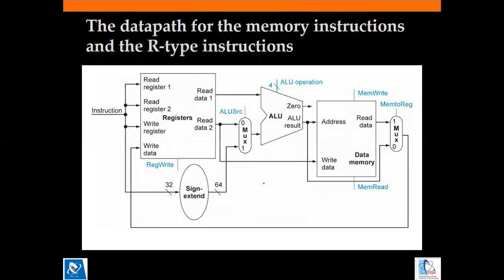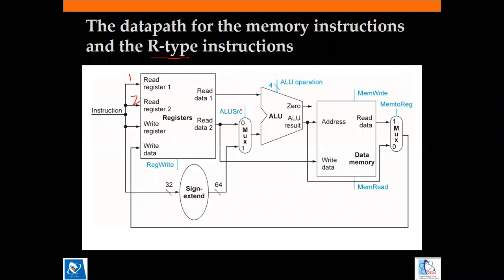The next one is the data path for the memory instruction and the R type of instruction. The instruction would come over here, then the processor would decode that instruction. Let's consider the R type of instruction. R type means the add, subtract kind of instruction. The control unit will get the idea of which is register 1 and which is register 2 from where I require to take the input. Both would be inputted over here, and then inputted to the ALU.